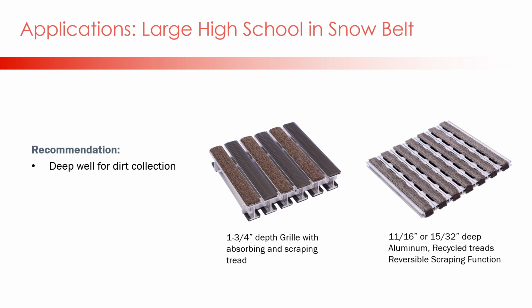The aluminum grill option has the 1 3/4 inch deep well for maximum area for debris and moisture accumulation. You can use a multiple of tread inserts to add scraping, slip resistance, and absorption for the moisture from the snow. The recycled airplane tire treads is a very sturdy product with great absorbency and scraping by the rails. But remember, with this option, your color choices are limited.